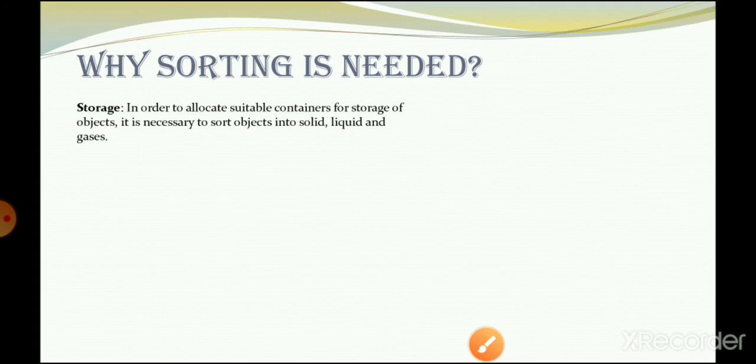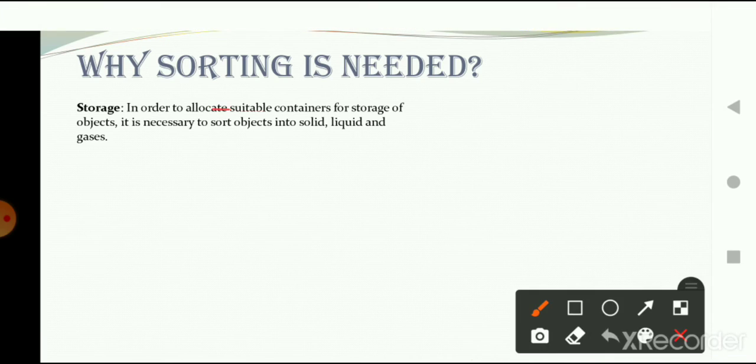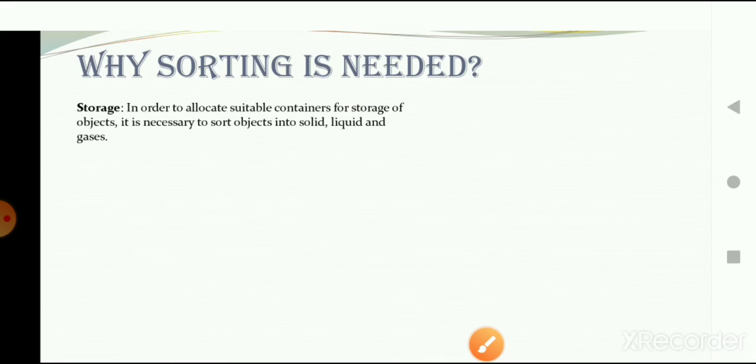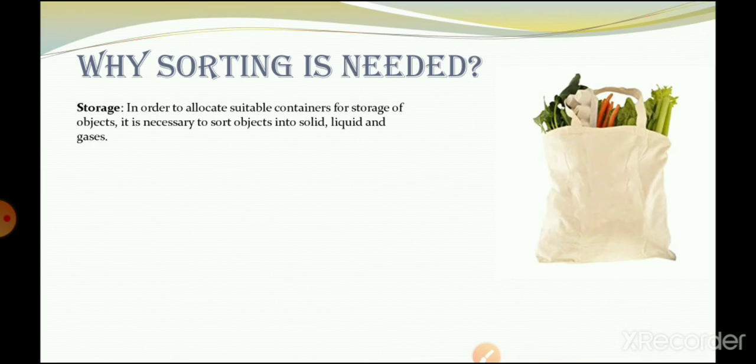What is the other thing? It helps in storage. In order to allocate suitable containers for storage of objects, it is necessary to sort objects into solid, liquid and gas. So let's understand this with an example. Suppose you went to a market to buy some vegetables and other grocery items. You have taken a cotton bag, or any other cloth bag, to buy the vegetables, and when you put the vegetables inside the bag, you know that the bag can hold the vegetables.